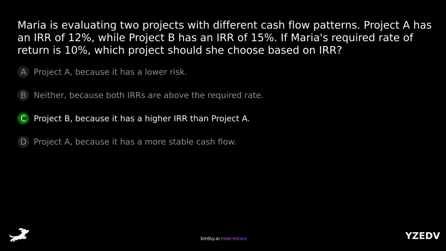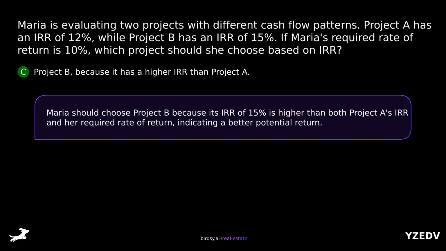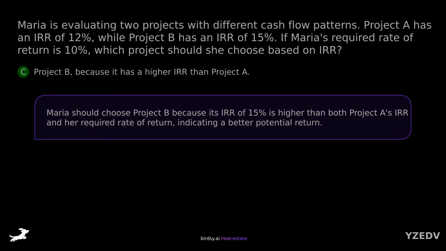The correct answer is C, Project B, because it has a higher IRR than Project A. Maria should choose Project B because its IRR of 15% is higher than both Project A's IRR and her required rate of return, indicating a better potential return.